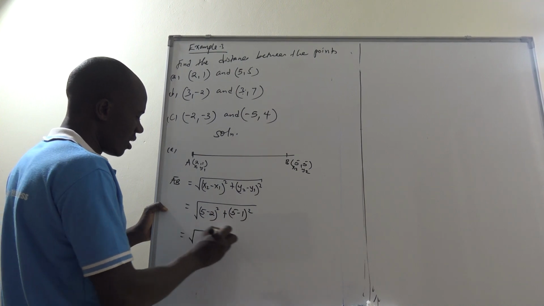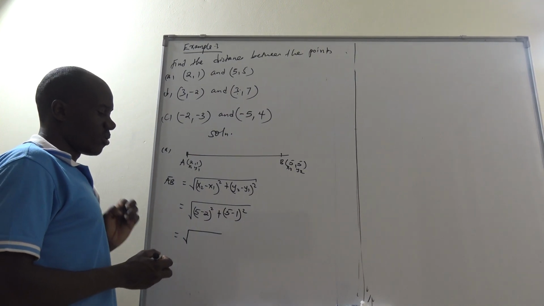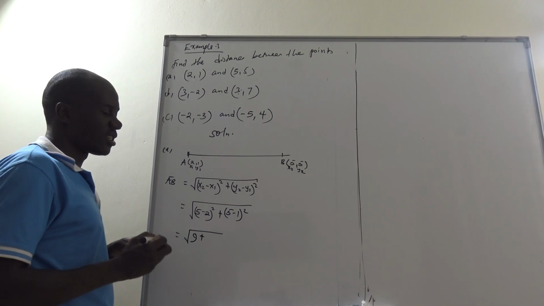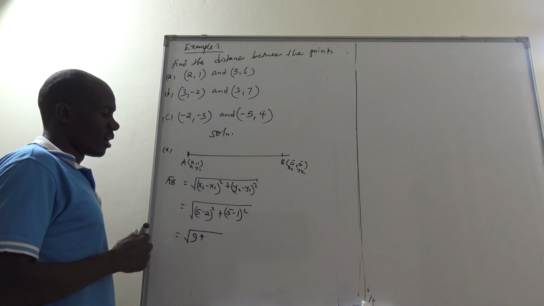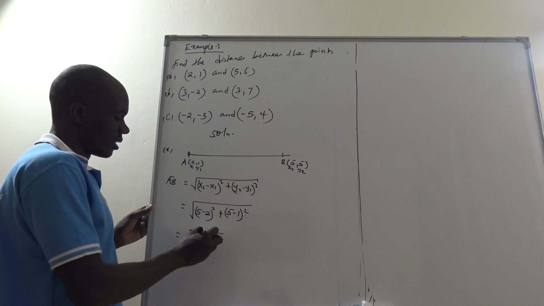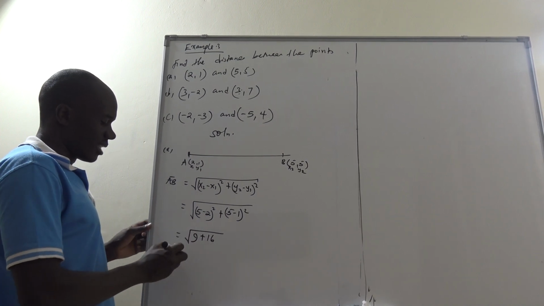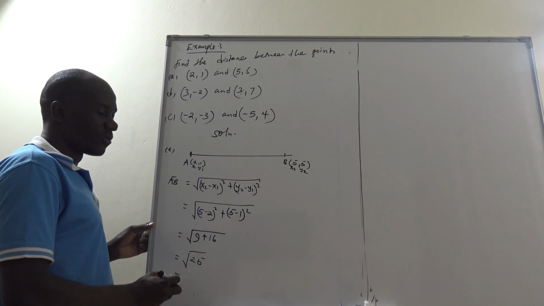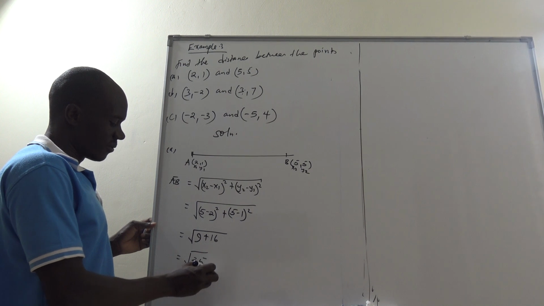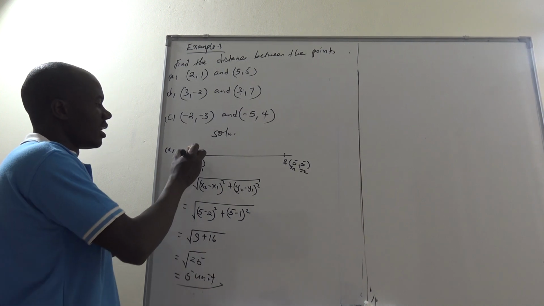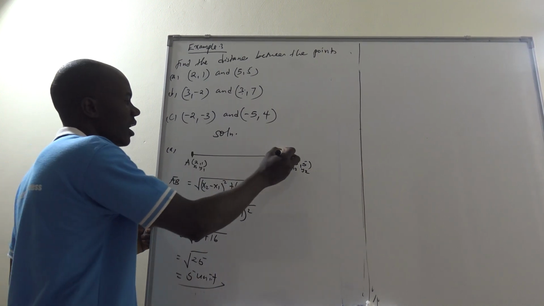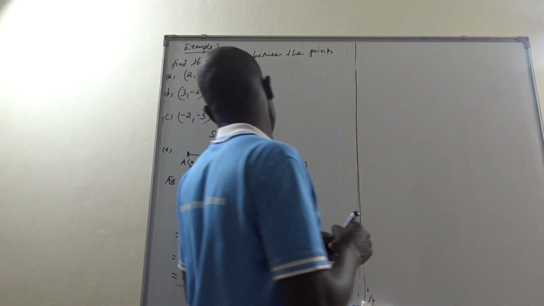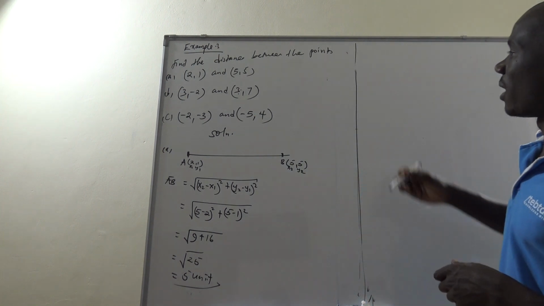So we go ahead. What is 5 minus 2? We are getting a 3, and 3 squared is 9, plus 5 minus 1, we are getting a 4, and 4 squared is 16. 9 plus 16, we are getting root of 25. And what is the square root of 25? It is 5 units. So you can see that the length from here to here is counted as 5 units.